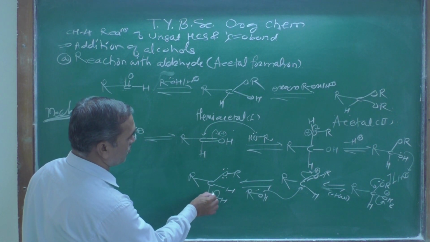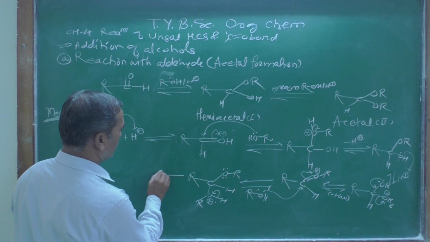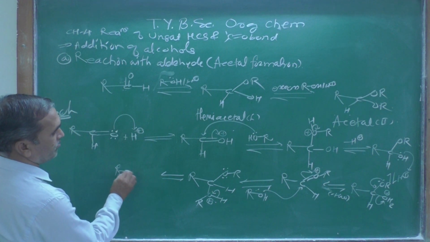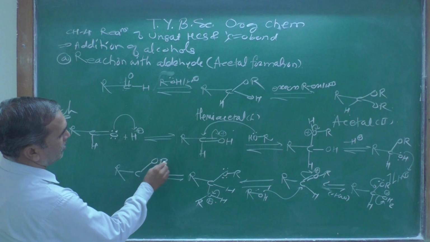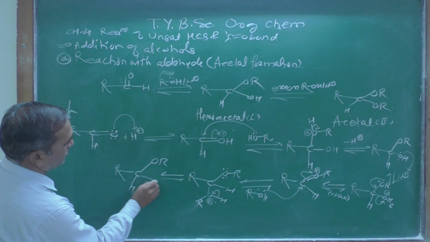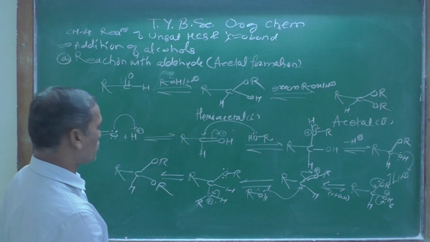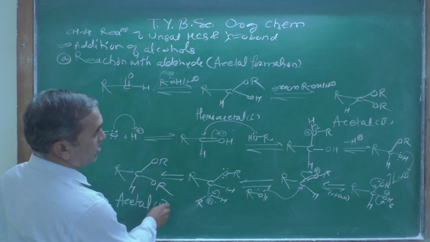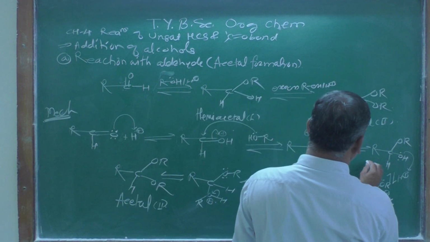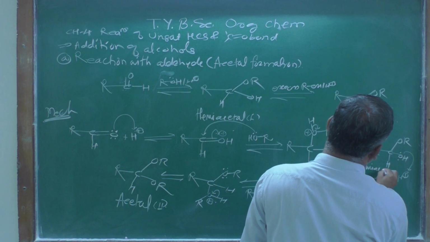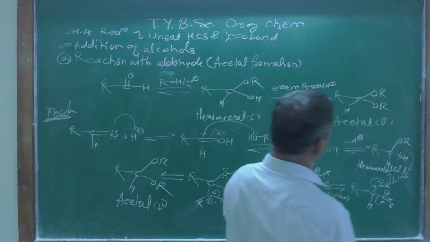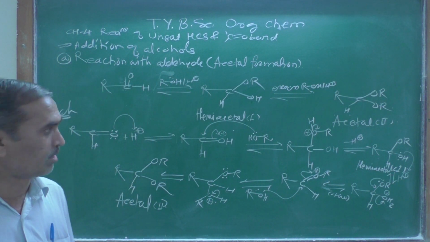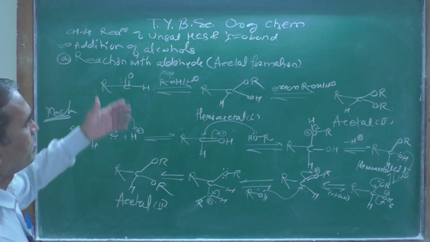In the next step, what is going to happen? It loses the proton like this, and you get the product here: R, then C, O, R, with this hydrogen atom, and O, R. So this is called acetal formation, right? This is the mechanism of acetal formation, and the earlier one is a hemiacetal. Hemiacetal first. Understood this? This is the mechanism of acetal formation.